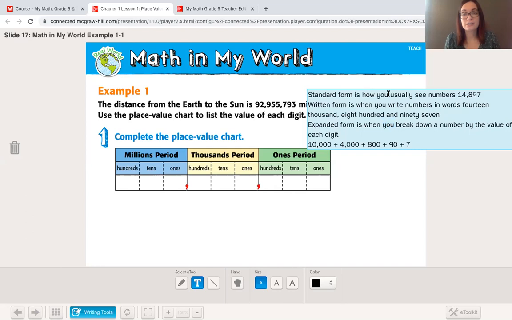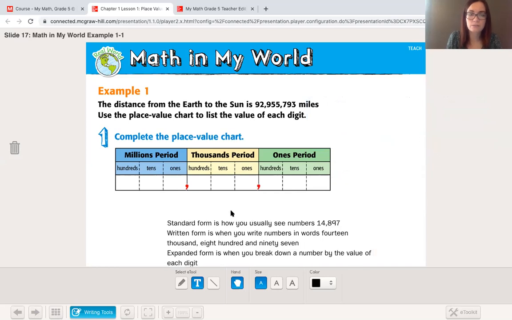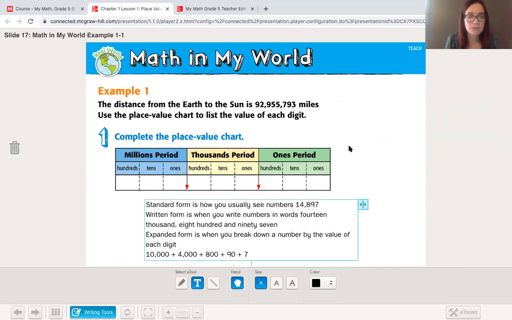So let's look at our examples. I'm going to see if my hand tool works. Sorry, this tool is having technical difficulties. There we go. So let's look at our first example here. It says the distance from Earth to the sun is 92,955,793 miles. Use the place value chart to list the value of each digit. So when they say that, they want us to write this big number on the chart here.